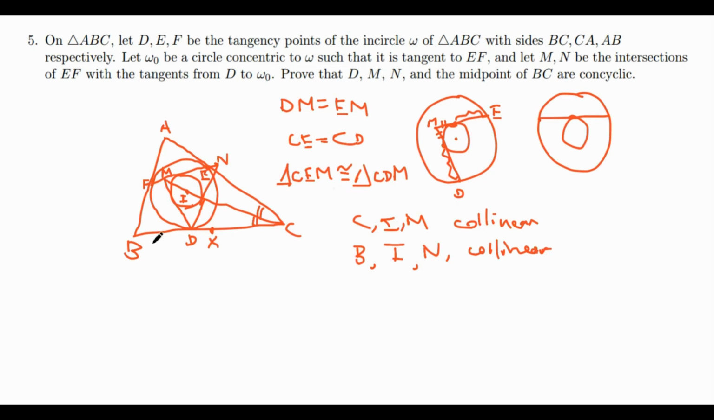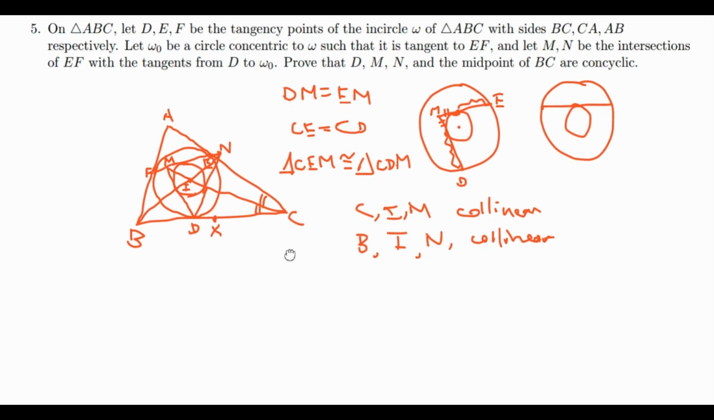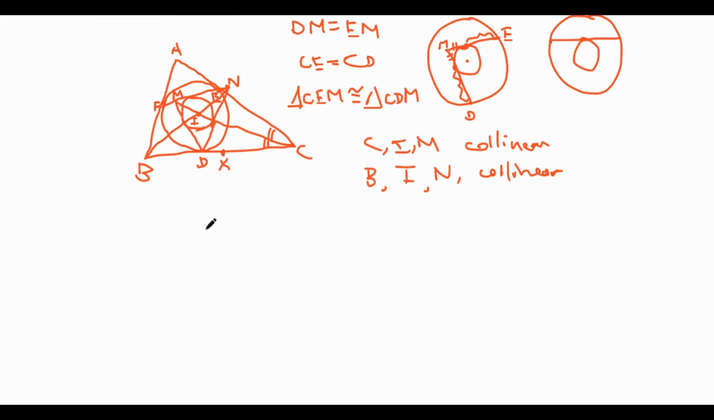So now we've got some much easier to work with information. We like collinearities much better than some random concentric circles. Now that we have these collinearities, we can in fact just totally ignore the smaller circle omega 0, because we note that M and N are also just defined as the intersections of BI and CI with EF. So let's just draw another diagram that reflects this.